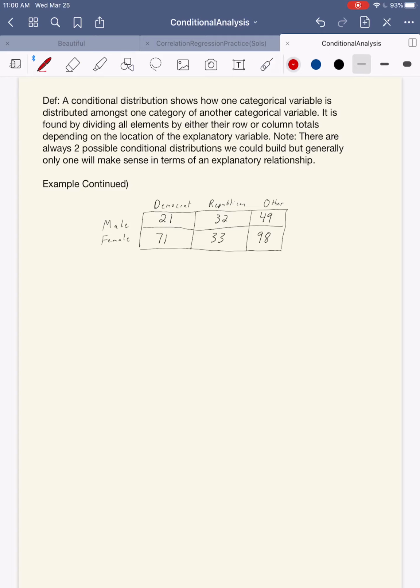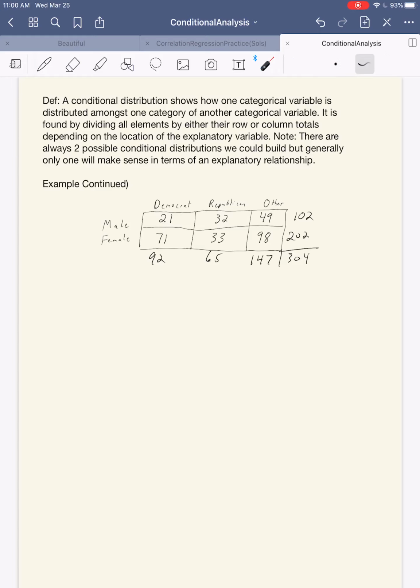So we've got our data here. Again, I'm just going to fill back in those totals that we had. I think this was 92, 65, 147, and then we also had 102 and 202 here, right? And then we also had that this guy was 304. So we're going to build two conditional distributions here because there's two possible ones, and I want to show you both of them. But we're going to build the first one, the one that makes more sense.